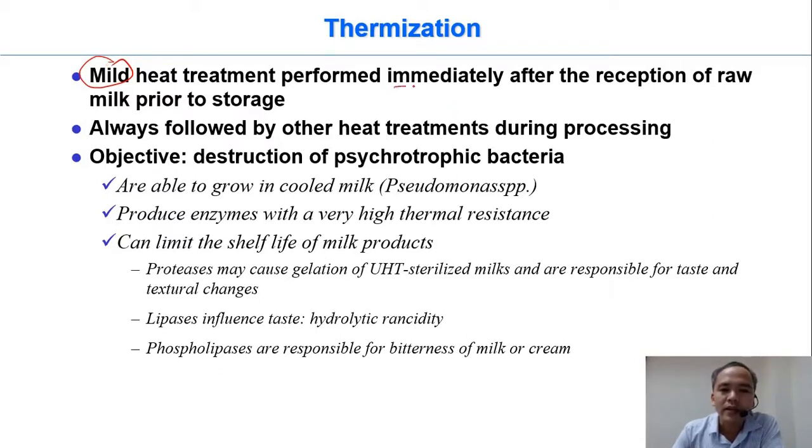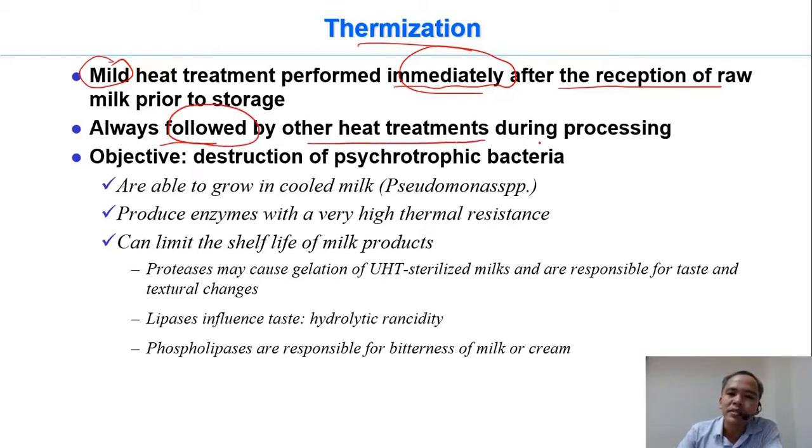Performed when? Immediately after the reception of raw milk into the factory, then we store the raw milk to have enough volume before we start processing. Many times when people receive the raw milk into the factory, they don't process right away because they need to have enough volume first. That's why they need to do this. This is not a final heat treatment. Why? Because it will not give a safe product. It is always followed by other heat treatments during processing.